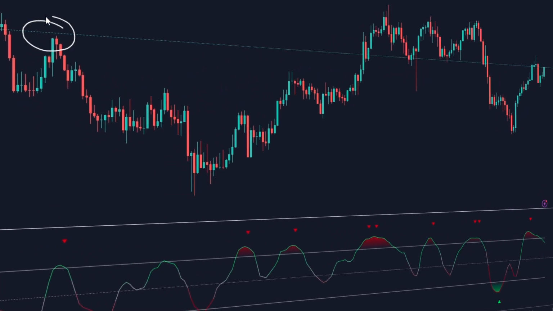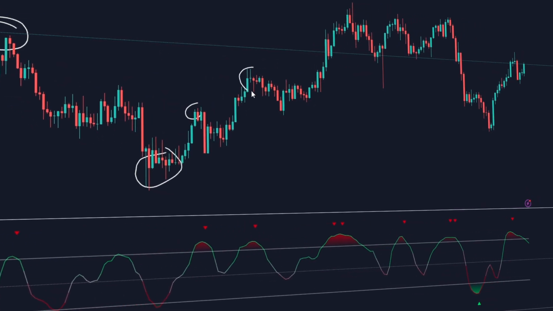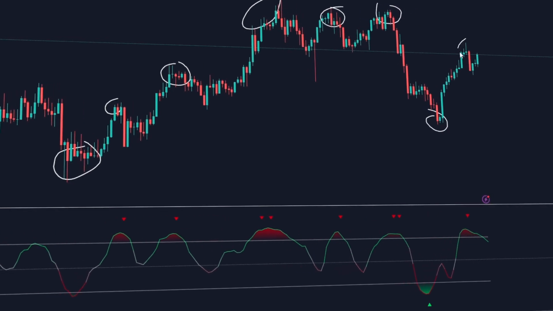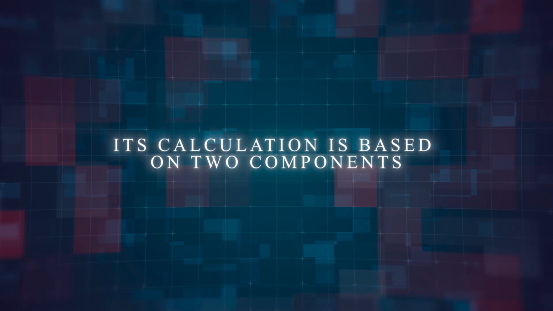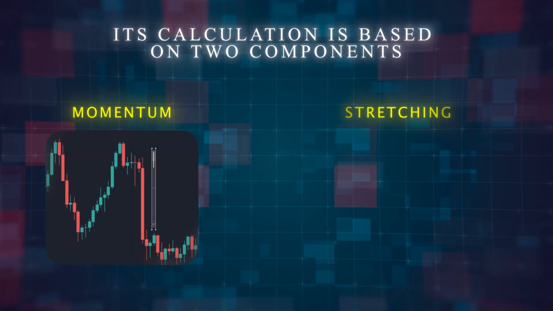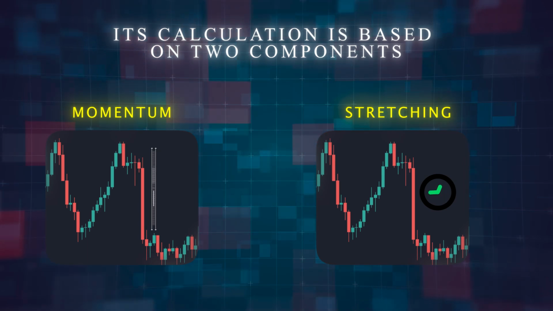The David-Varady Intermediate Indicator is a technical analysis tool that seeks to detect price reversal levels by combining market momentum and volatility. Its calculation is based on two components: momentum, which measures the strength of the price movement, and stretch, which reflects the speed of change in volatility.